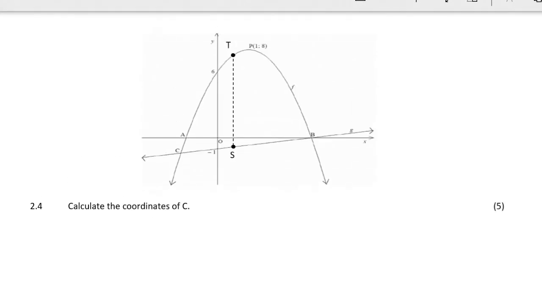Right, onward. Next question, calculate the coordinates of C. Very common question. I'm sure you've seen this before. C, you've got to ask yourself, what is C? C is a point of intersection. They told me that it was a point of intersection.